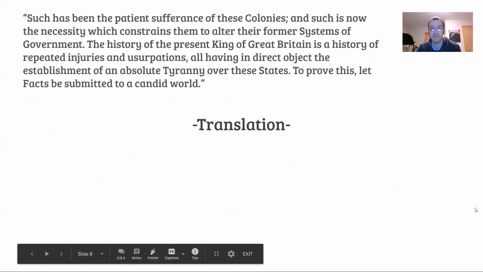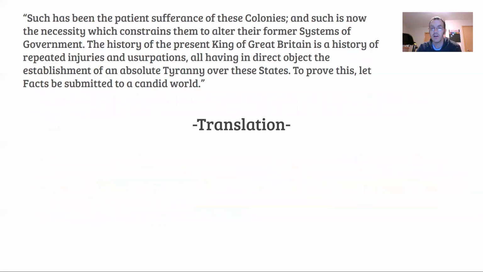So here's the last part of the preamble. Such has been the patient sufferance of these colonies, and such is now the necessity which constrains them to alter their former systems of government. The history of the present King of Great Britain is a history of repeated injuries and usurpations, all having in direct object the establishment of an absolute tyranny over these states. To prove this, let facts be submitted to a candid world.